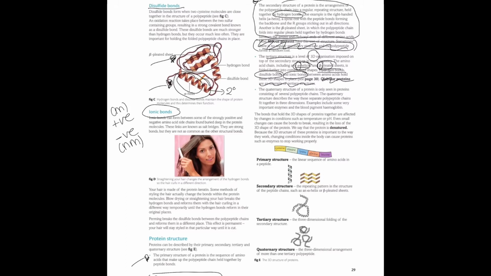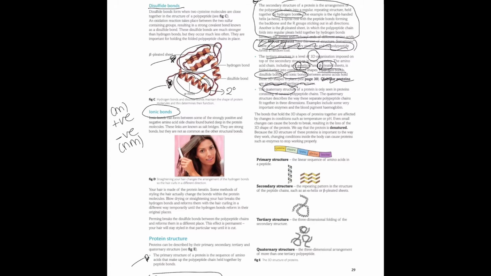The quaternary structure of a protein is only seen in proteins consisting of several polypeptide chains. So a quaternary structure is when another polypeptide, which is in the secondary or tertiary structure, joins together. So now we've got more than one polypeptide chain coming together. The quaternary structure describes the way these separate polypeptide chains fit together in three dimensions. Examples include very important enzymes and the blood pigment hemoglobin.